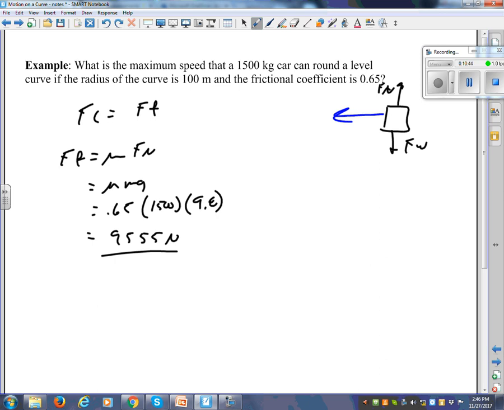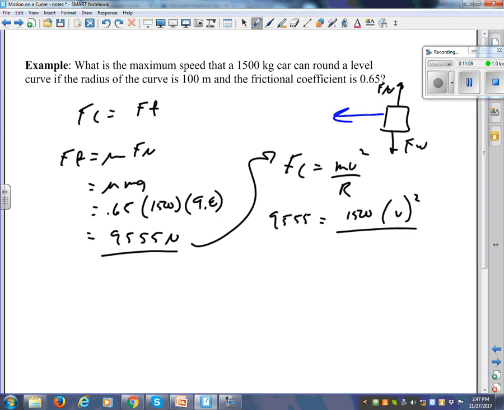Okay, so that FF is providing our centripetal force, FC, which I can't apparently write. FC equals mv squared over r. So 9,555. The mass is 1,500. We're solving for V. And my radius is 100. What's the uppercase R? Because I'm tending to put R now as big uppercase. The big R, little r don't matter. Okay, can we solve this for V?